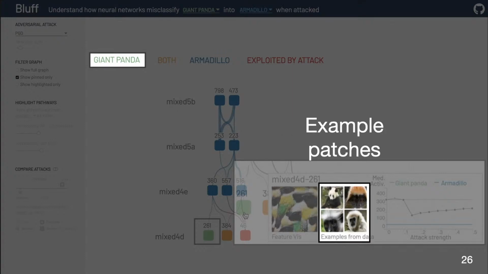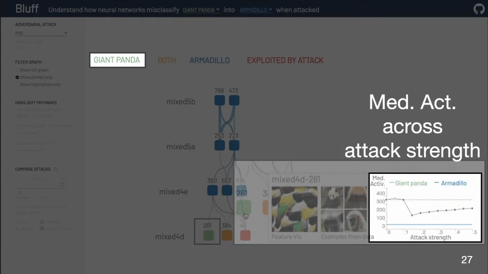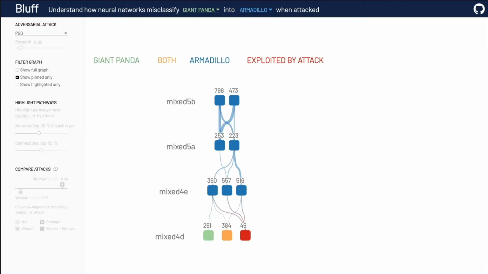Dataset examples are patches of images from the training data that highly activate the corresponding neurons. We also show how the neuron's median activation will change according to different attack strengths. Here in the graph summary view, the neurons are represented with different colors based on their roles.